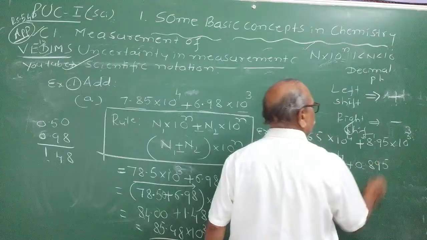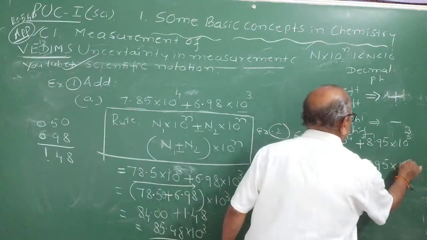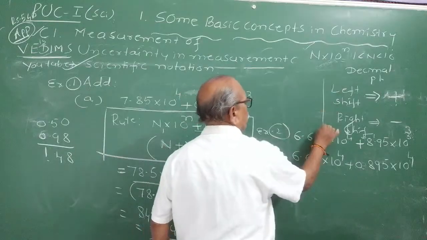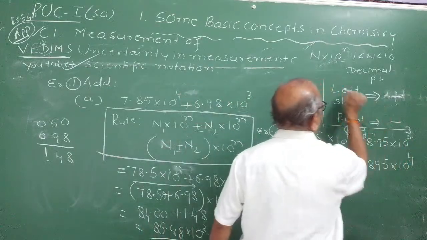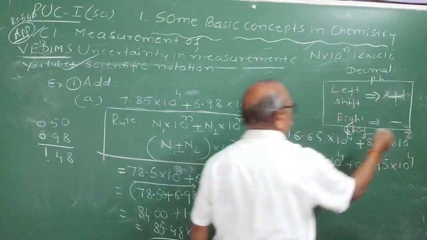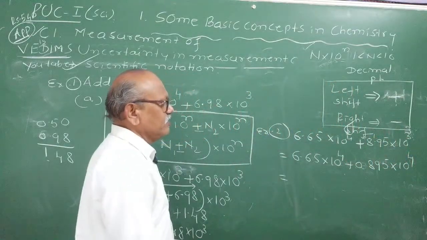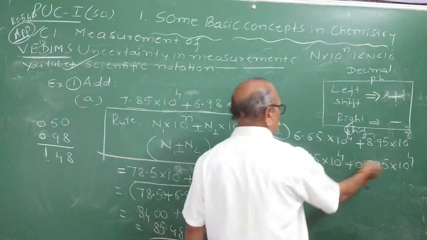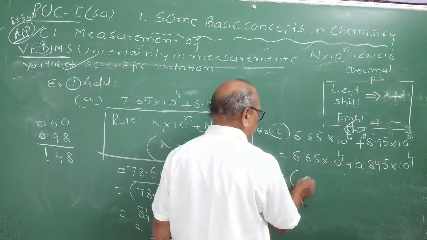Therefore, when you shift the decimal point to the left, you will get 0.895 into 10 raised to 4. Now you can observe, have this trick: left shift, add to the power of 10; right shift, subtract. Now you can take common 10 raised to 4. This is the trick of adding.